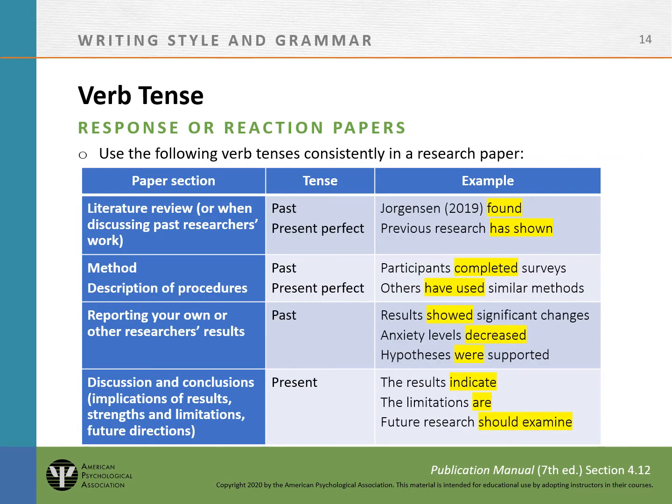Use the following verb tenses. For the literature review, use either past or present perfect tense. For your method section, where you describe your procedures, again use past or present perfect tense. When reporting about your results, use past tense. In the discussion or in conclusion, use present tense.